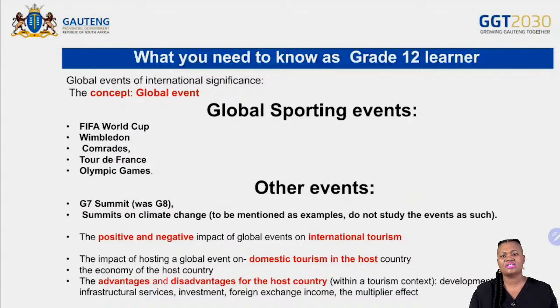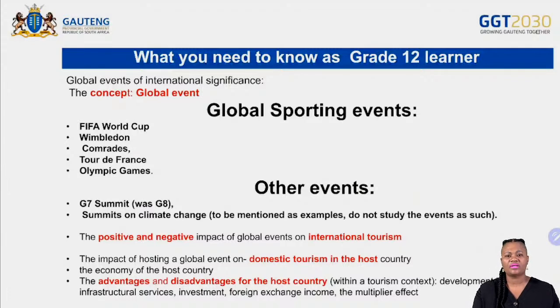It's not really necessary for you to go and study these events, just be knowledgeable about them. Tourism is mostly about knowing what's happening, knowing the current affairs. So you don't have to go and sit down and study what the G7 is about and go into detail with all the information. Just have a basic understanding of these global events that I've just mentioned. Other global events as well as global sporting events.